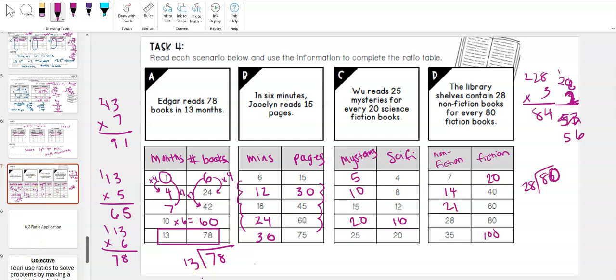All right, so for Woo and their mystery books and sci-fi books, I had 5, 10, 20 on the left for mystery, and then 16 on the right for sci-fi. For the library shelves, for nonfiction, we had 14 and 21 for our blanks, and for fiction, we had 20 and 100. And that is just working with ratio tables.